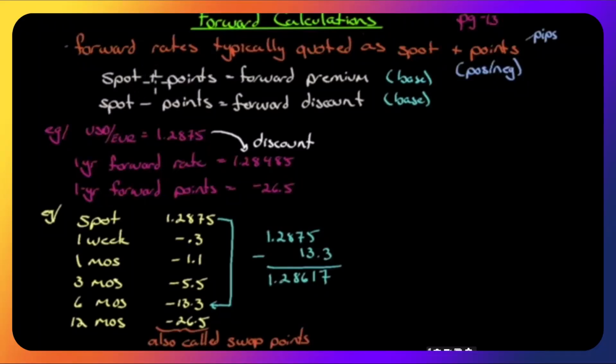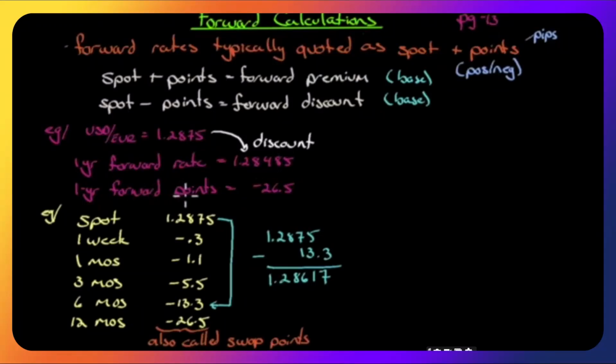If we're taking the spot rate and adding points, that's called a forward premium. If we're taking spot rates and subtracting points, we will end up with a forward discount. And this is in terms of the base. So let's have a look at an example. Let's take the US euro spot at 128.75, and let's say we're looking for a 1-year forward rate, and we're quoted 128.485. Well, if the current spot is 128.75, and we agree on an exchange rate a year from now, and that forward rate is 128.485, that is lower. So this is called a forward discount.